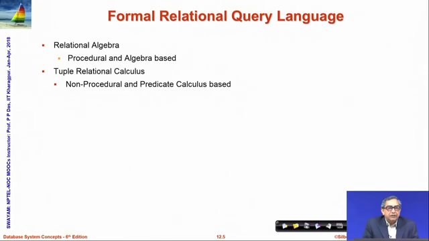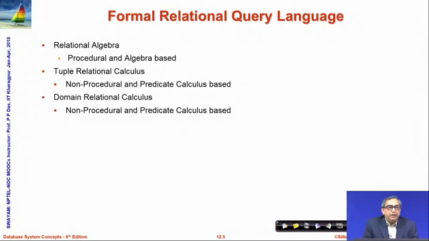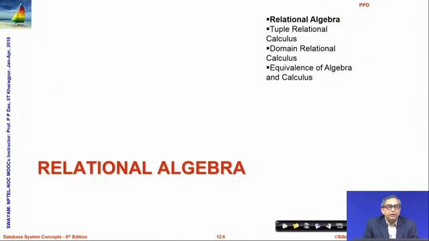The second formal query language is tuple relational calculus, which is non-procedural and is based on predicate calculus. The third one, the domain relational calculus, is a minor variant of the tuple relational calculus and is also non-procedural and predicate calculus based. So, we will start with the relational algebra.